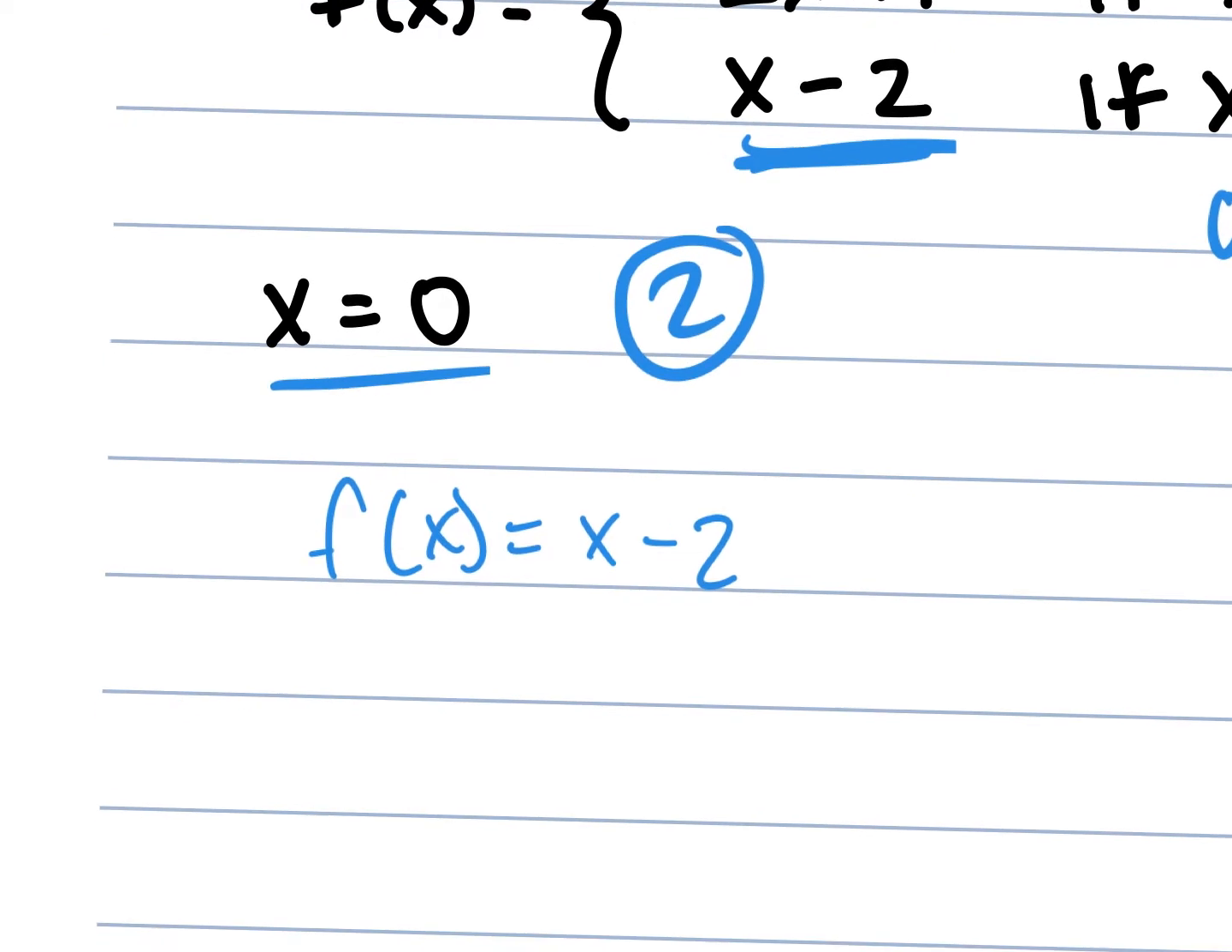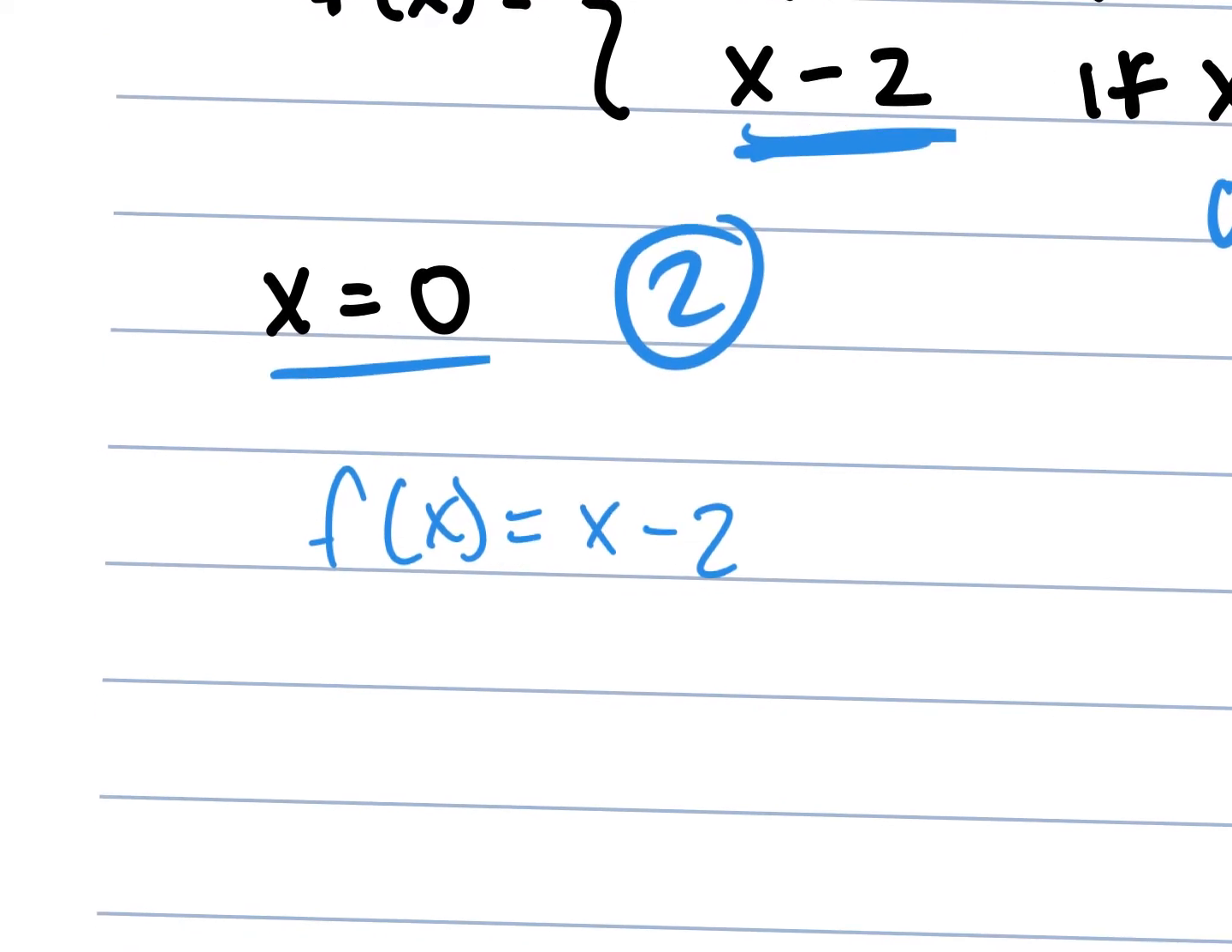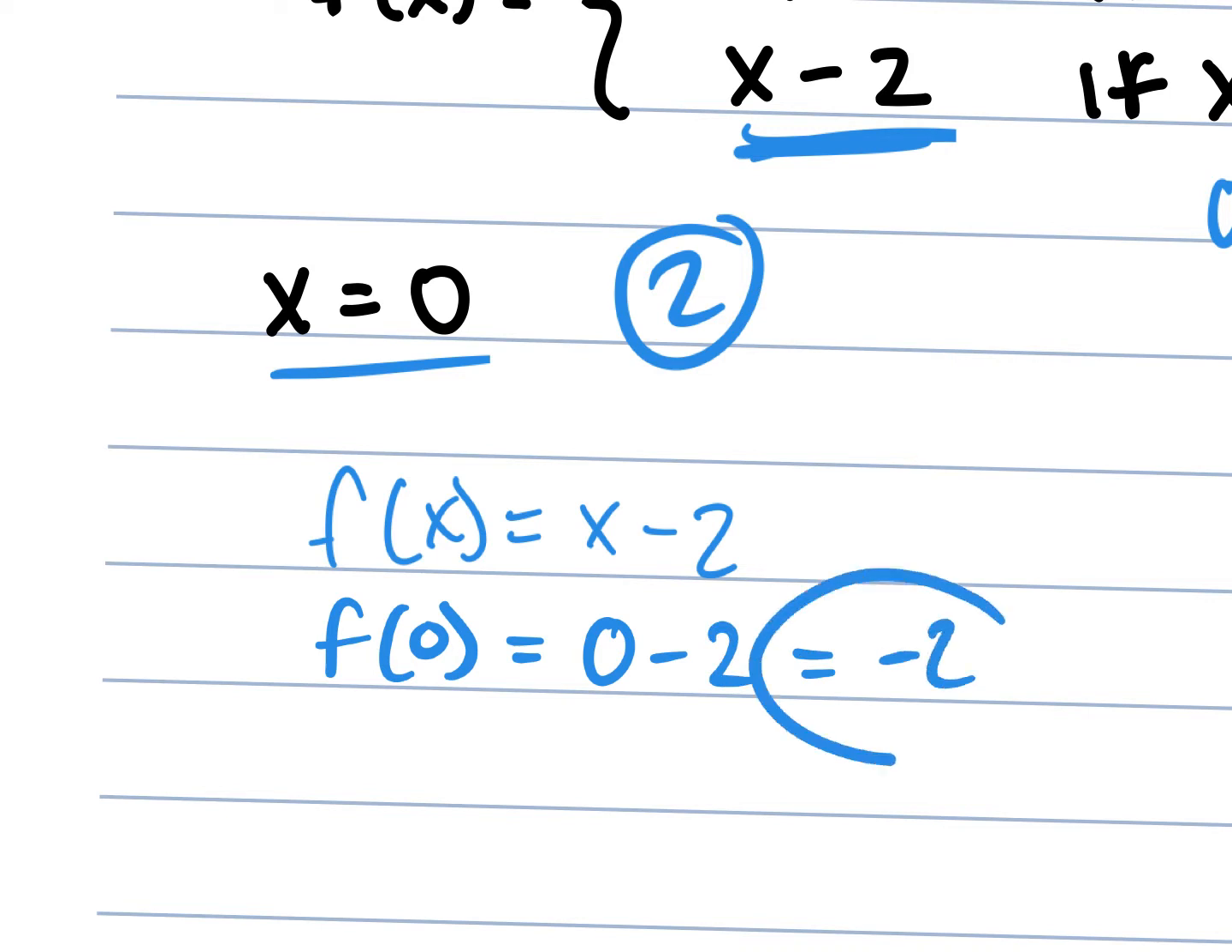Now, it's telling you replace x with what? 0. So plug in 0. F of 0 is going to be 0 minus 2, which is -2. Let me do one more and then I'll take questions.